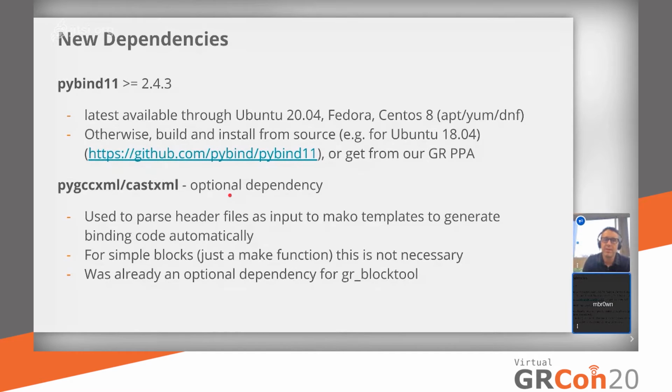So that's an actual dependency. That is what replaces SWIG. There's another optional dependency, PyGCC XML, and this is used to automatically take your header file and put it into a format that can be used to automatically generate the C++ code that's used for the Python bindings. This is not something that you necessarily have to use in your out-of-tree module. For very basic stuff, we have some pattern searching, the same things that were used in ModTool for creating the XML YAML files in the past. But we'll talk about that more as we go along.